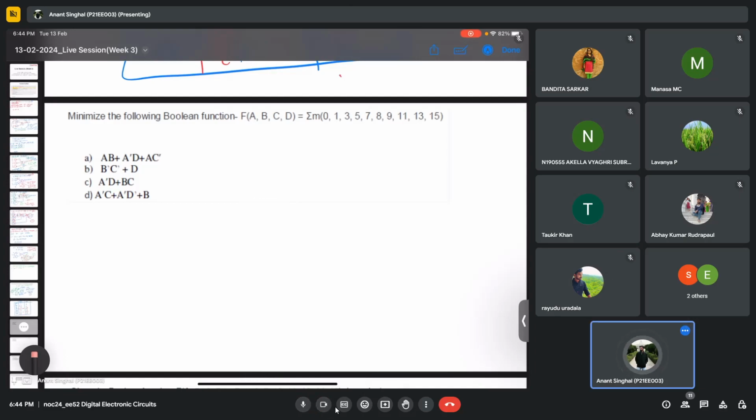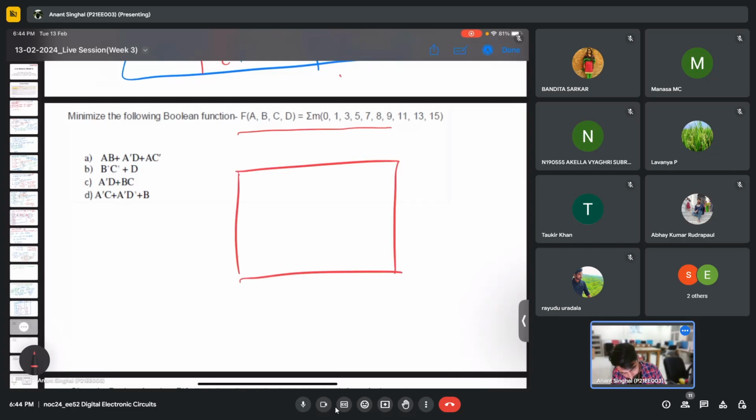So let's solve this problem. This is a basic problem in which we have a min term expression and we need to minimize the boolean. We can use several methods such as conventional or standard canonical methods, but I'll use the K-map because that will be quicker. So I'm making the K-map.